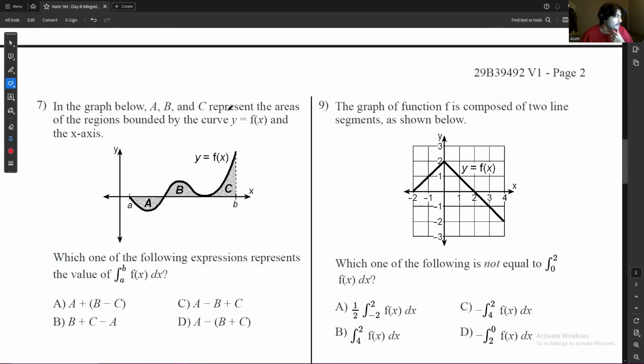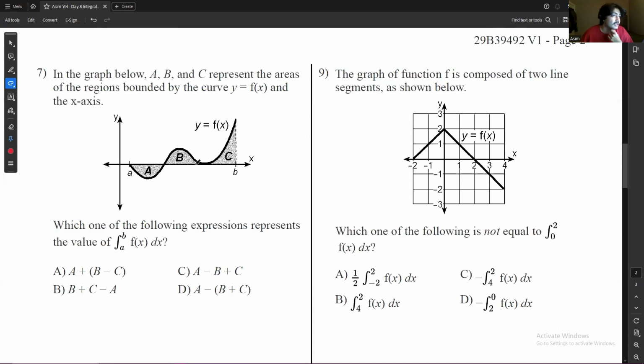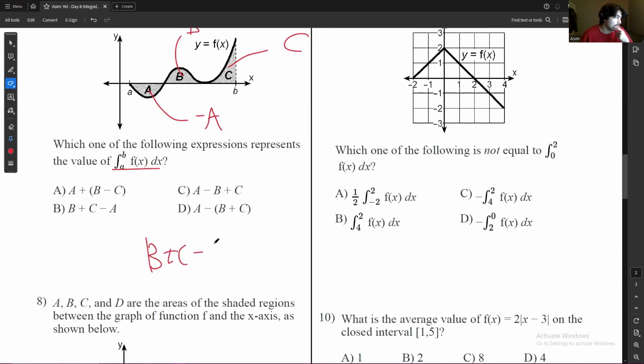In the graph below, A, B, and C represent the areas of the regions bounded by the curve y equals f(x) and the x-axis. Which one of the following expressions represents the value of the integral from A to B of f(x) dx? So what represents the value of this? Okay, guys, we're just adding the areas together. Since A is under the x-axis, I'm going to count this as a negative A. This is over the x-axis, so I got a B and I got a C. Since the integral means the area under the curve, I just add these areas together. So my answer should be B plus C minus A.